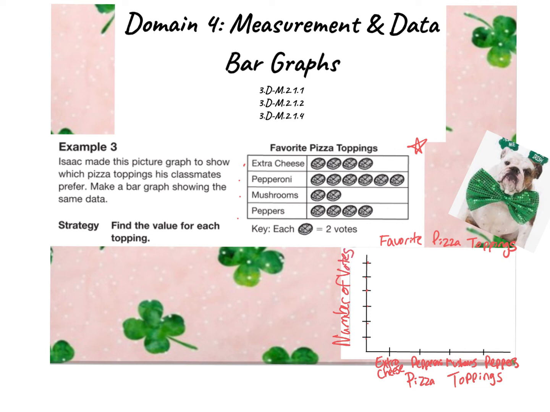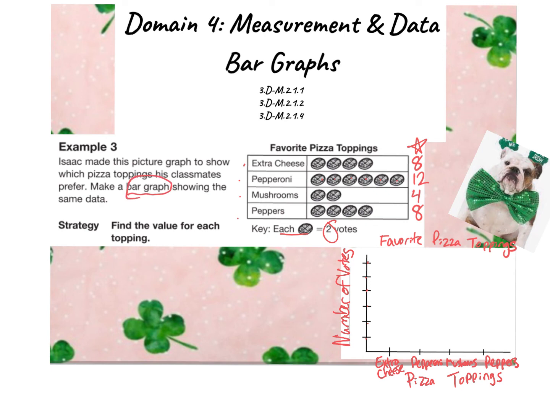And so we can take a look, and we know that the key says that each pizza represents 2 votes. So cheese doesn't just have 4, there's actually 8. And pepperoni just doesn't have 1, 2, 3, 4, 5, 6, it actually has 12 because we're using that key to figure this out. And this one has 4, and this one would also have 8. So we're gonna make a bar graph. That's what they're wanting us to do now. Make a bar graph to show this same data.